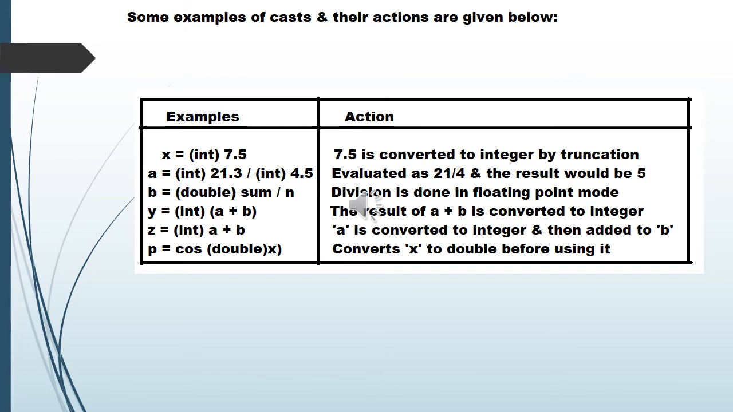For example, x = (int) 7.5. The action is that 7.5 is converted to integer by truncation. a = (int) 21.3 / (int) 4.5. Then it will be evaluated as 21 / 4, and the result would be 5. 5 4s are 20.